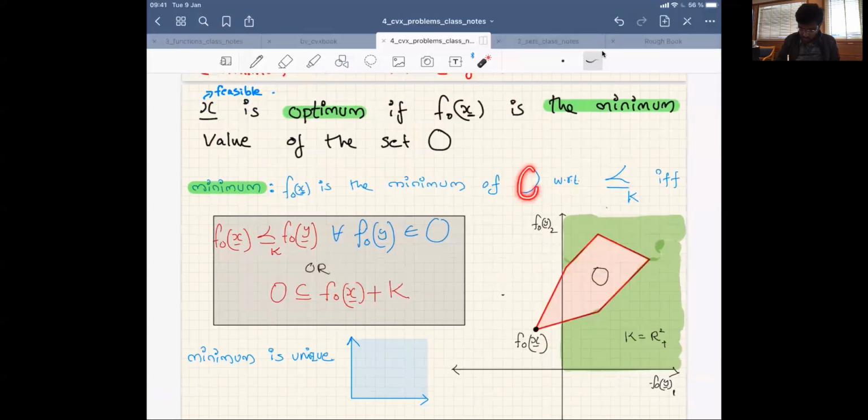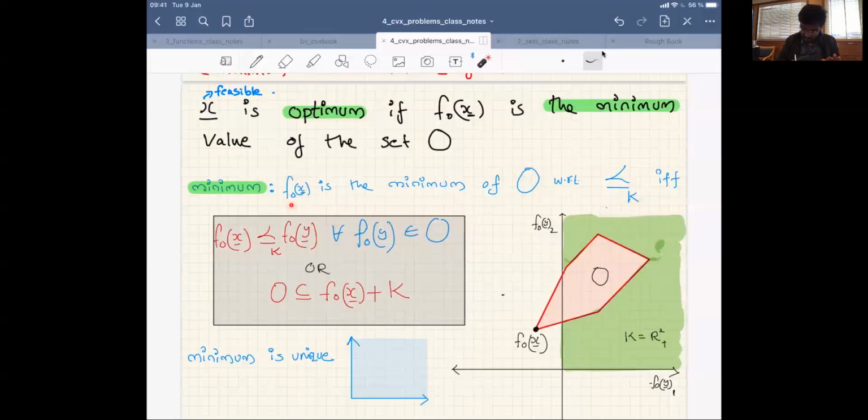We have a set O, and we say that f0(x) is the minimum of the set O. Of course, you can say this only with respect to a generalized inequality, because this is a vector. You are comparing vectors. You are talking about the minimality of a vector. So then you have to bring in a cone, a generalized inequality.